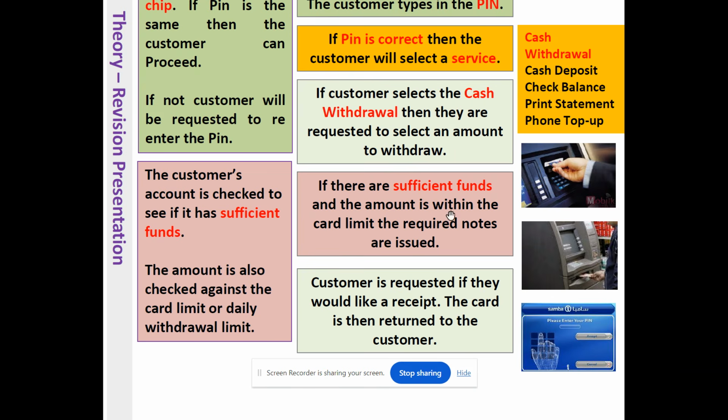If there are sufficient funds and the amount is within the card limit, then the required notes are issued. The customer is asked if they would like a receipt, and you can choose yes or no. The card is then returned to the customer, as well as the receipt if you've selected yes, and the cash.